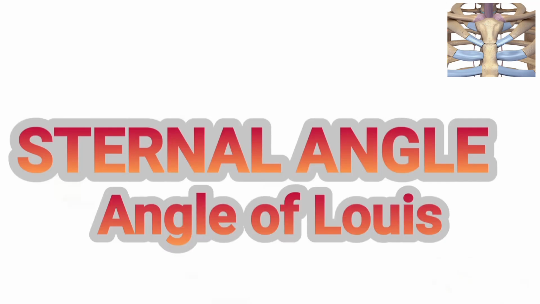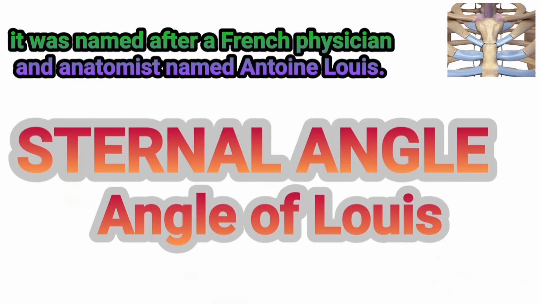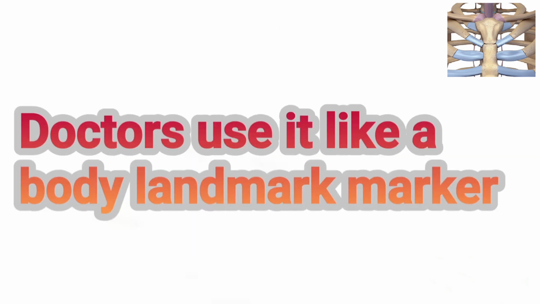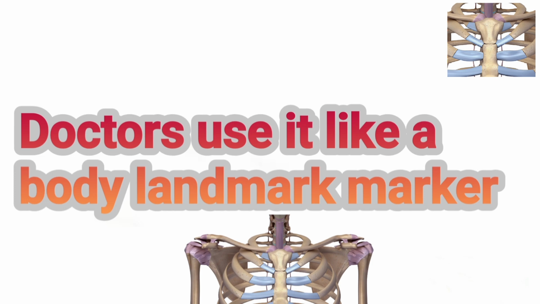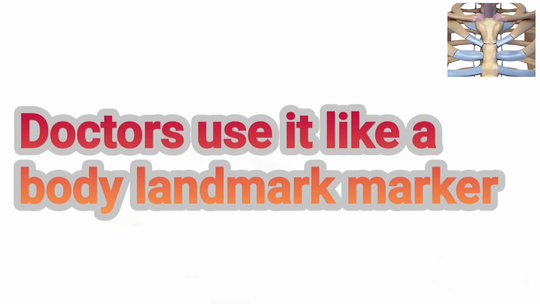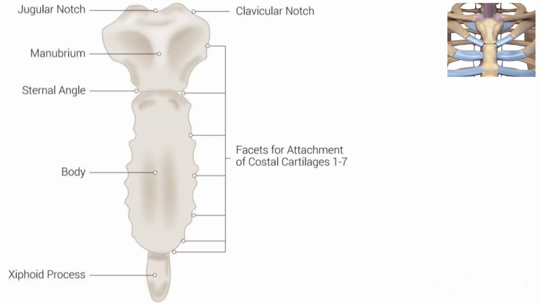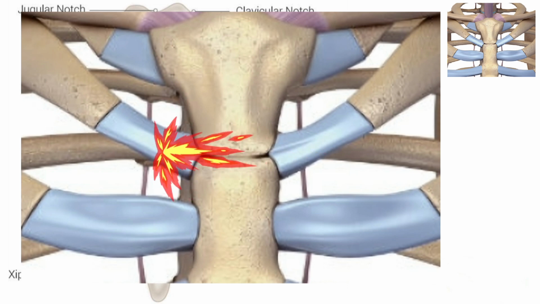Let's begin with the study of sternal angle. It is also called angle of Lewis. Okay. Think of your chest like a strong box made of bones that protects your heart and lungs. In the middle of your chest is a long flat bone called the sternum. We also call it breastbone.